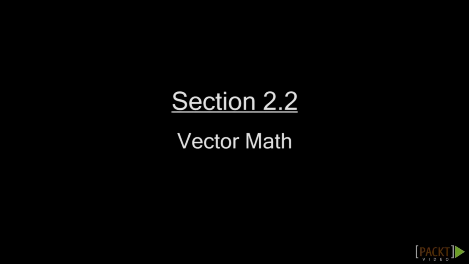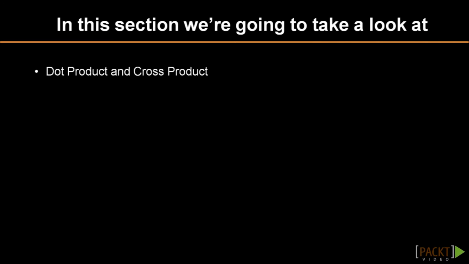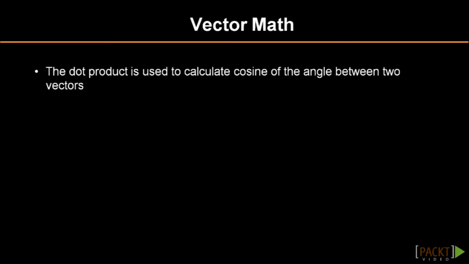Hello everyone, this video is titled Vector Math, and in this video we will be learning 2 vital functions for vectors, the dot product and the cross product. The dot product is a very important part of gaming with a variety of uses. It is used to calculate the cosine of the angle between 2 vectors and is used for the lighting equation, which we will cover later in further detail.